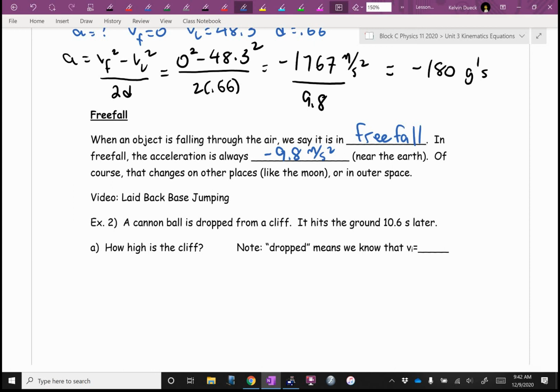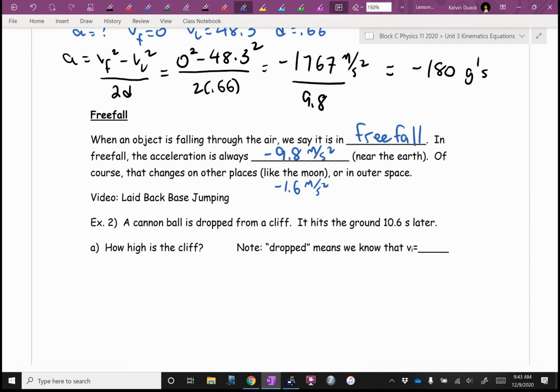Of course, that negative 9.8 changes in other places. On the moon, for example, it's about negative 1.6. On Jupiter, Jupiter doesn't have a surface, it's a gas giant, but if Jupiter did have a surface and you stood on it, it's about 26 meters per second squared. You'd feel much heavier. In outer space, away from any planets, 0.